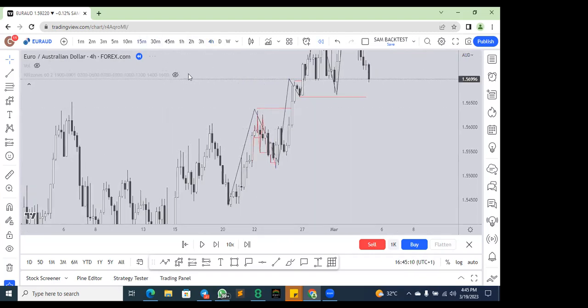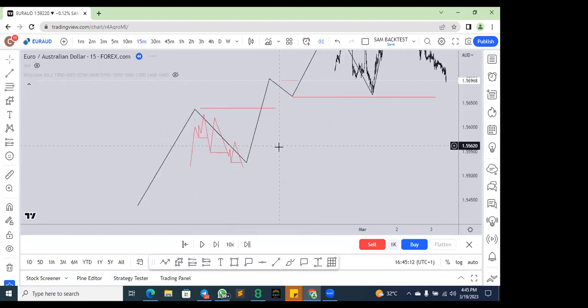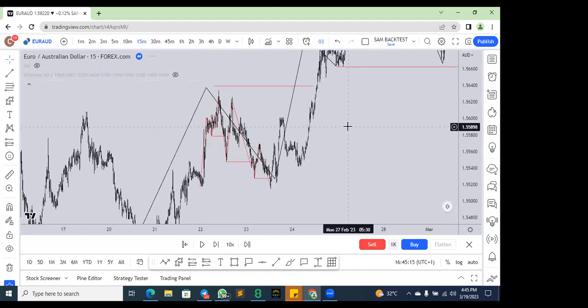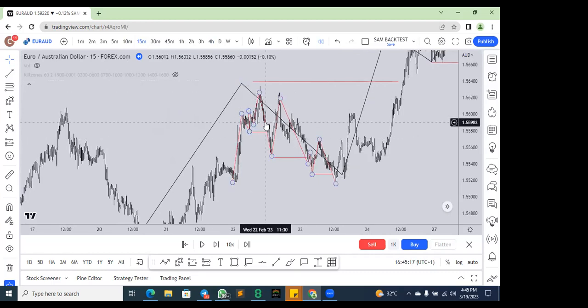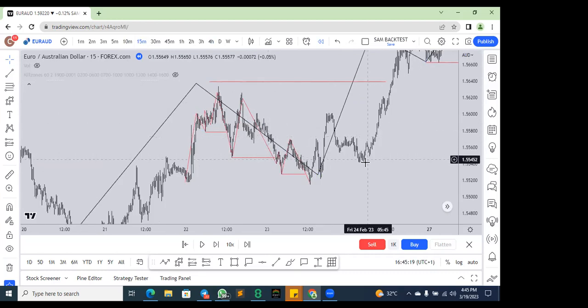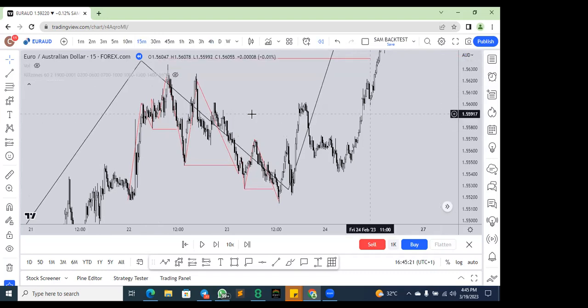So on 15 minutes, structure is very, very clear. And draw your structure very well. When you are drawing a structure on a particular time frame, follow that rule so that you will know that, okay, this is the time frame that I'm using to draw the structure.